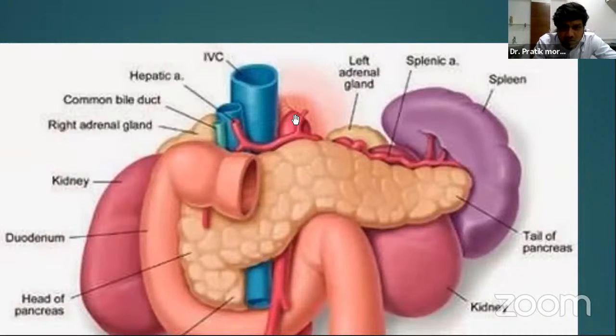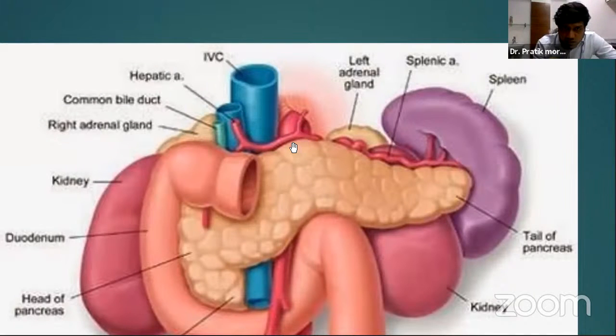Can you see? There is a big vessel here. This huge vessel is giving away the celiac trunk. So the celiac trunk has three branches: hepatic artery, splenic artery and left gastric artery. One to the right, that is the hepatic artery, to the liver. To the left, towards the spleen, you can see this snake-like artery, that is the splenic artery. And towards the stomach, that is the left gastric artery. It's a part of the celiac trunk.